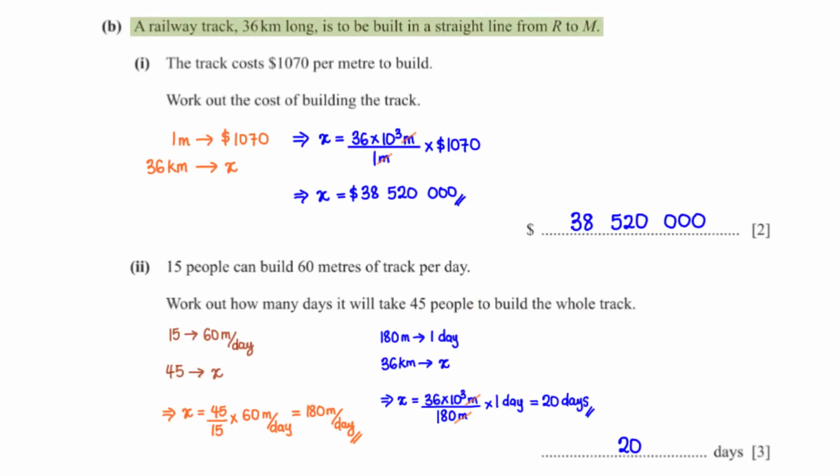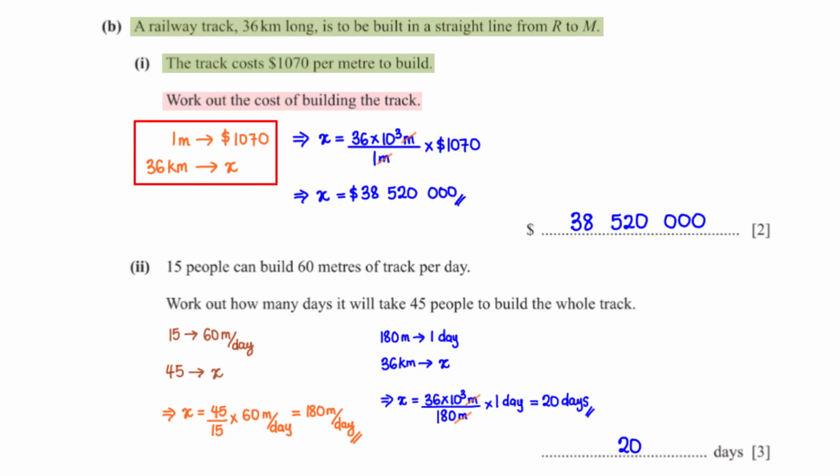A railway track 36 kilometers long is to be built in a straight line from R to M. The track costs $1,070 per meter to build. Work out the cost of building the track.